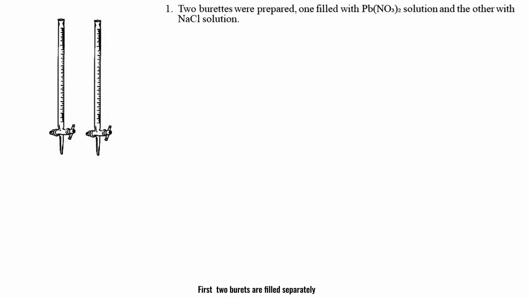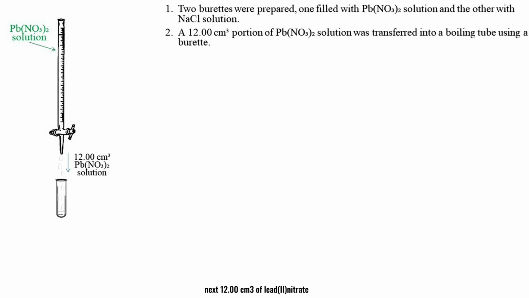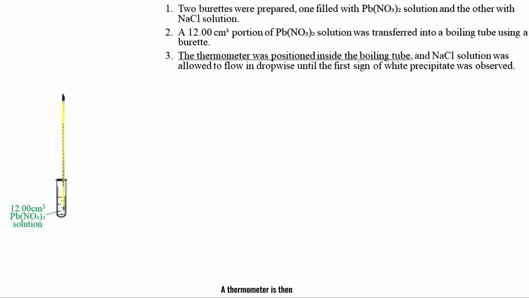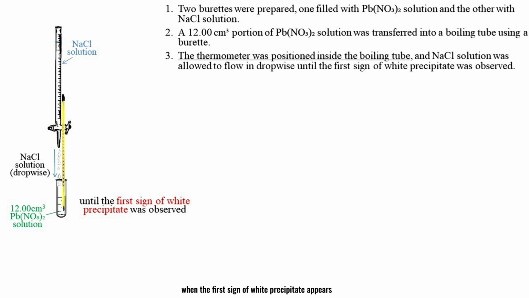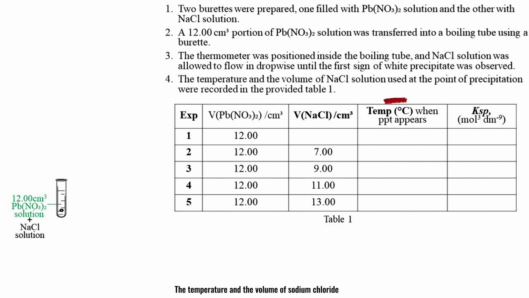First, 2 burettes are filled separately with lead-2 nitrate solution and sodium chloride solution. Next, 12 cubic centimeter of lead-2 nitrate solution is transferred from the burette into a boiling tube. A thermometer is then placed into the boiling tube to monitor the temperature. Sodium chloride solution is then added dropwise from the burette into the boiling tube. The solution is observed carefully and the addition is stopped when the first sign of white precipitate appears. At this point, the temperature and the volume of sodium chloride solution used are recorded in table 1.